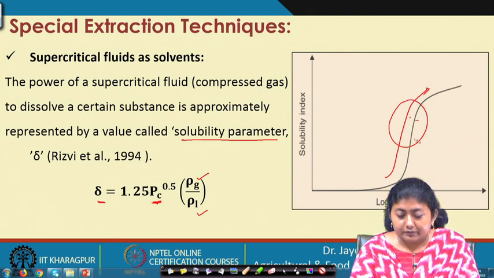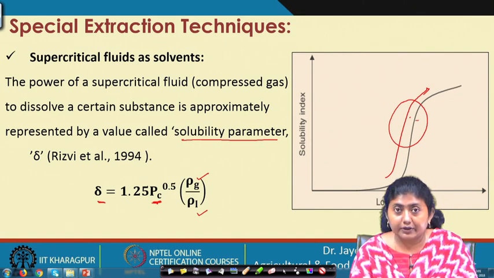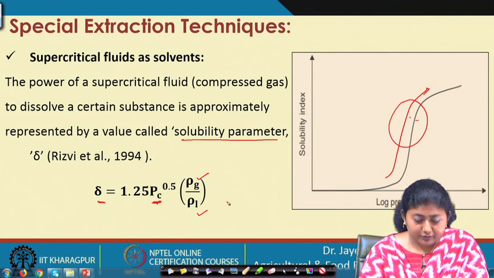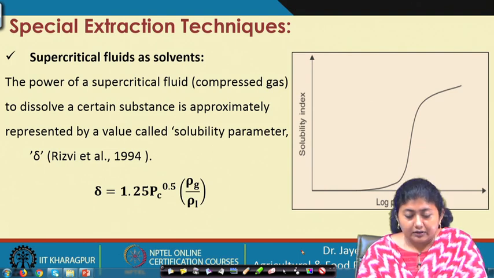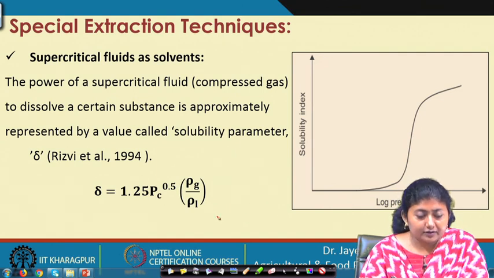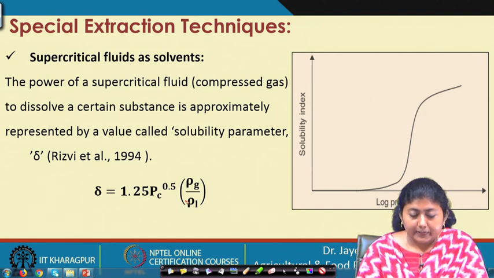Because of this solubility increase of the supercritical fluid under high pressure, we try to use it as a potential solvent for solvent extraction. And temperature, as I have already mentioned, has an effect that is not that pronounced. However, sometimes what we do is add another solvent as a co-solvent to the supercritical fluid, and that in a way increases the dissolution capacity of this supercritical fluid.